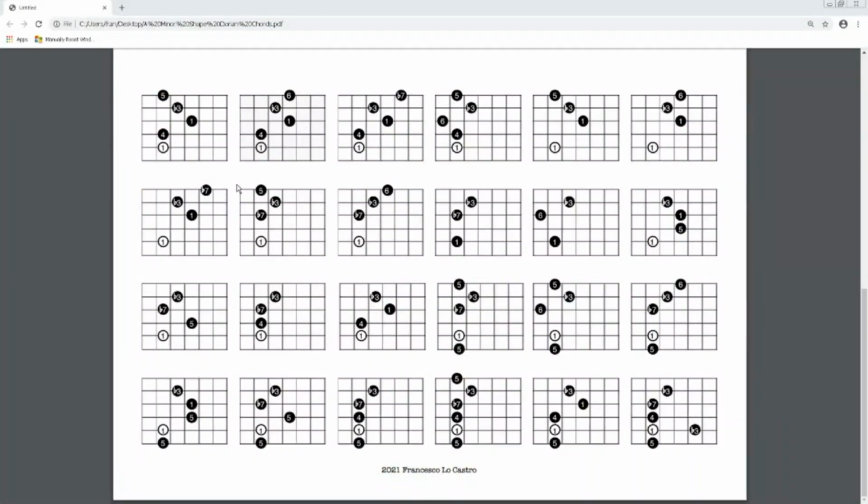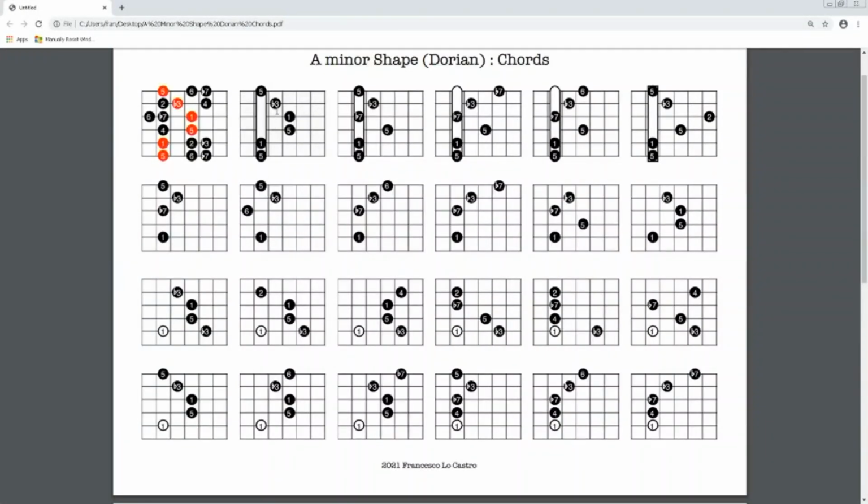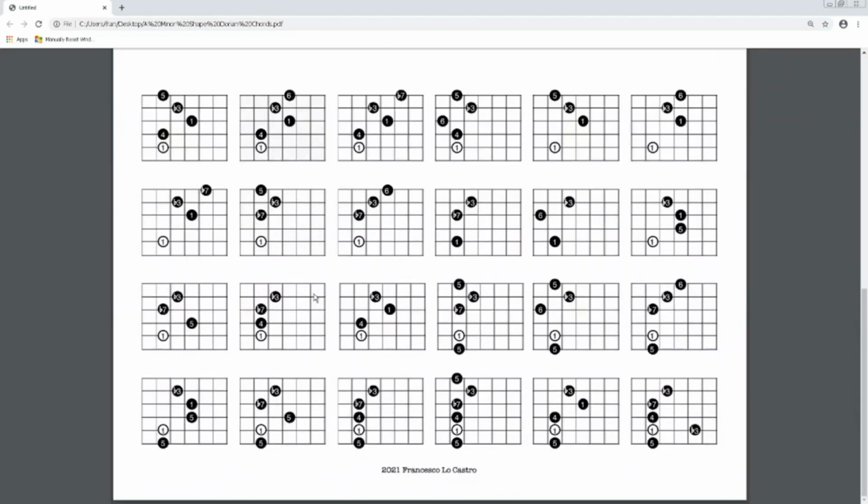Because of the flat 3, okay? In this particular PDF, I strictly kept it minor in the sense that the flat 3 is always present, either here or here. The root note is not necessarily always there. Same thing, the 5th might not always be there. And I also structured it in a way that some chords start with the root in the bass, some chords have the flat 3 in the bass, and some chords might have the 5th in the bass.